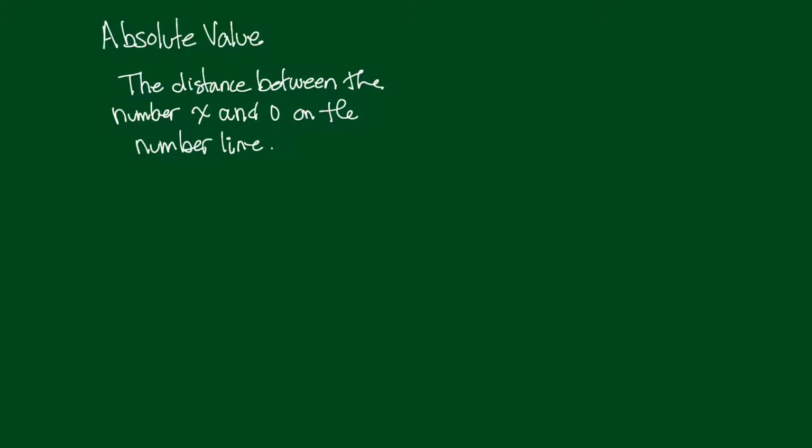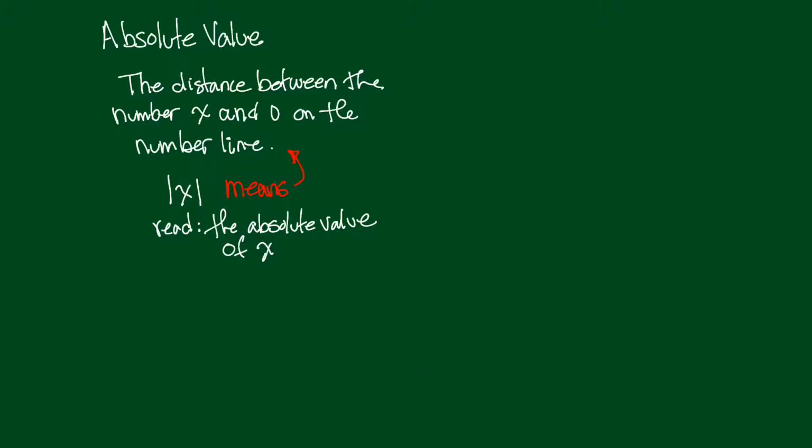I can do it symbolically by writing this, and I read that as the absolute value of x. So when you see this, that is just a shortcut way of saying all this. I read this as the absolute value of x, and it means the distance between that number x right inside there and 0 on the number line.